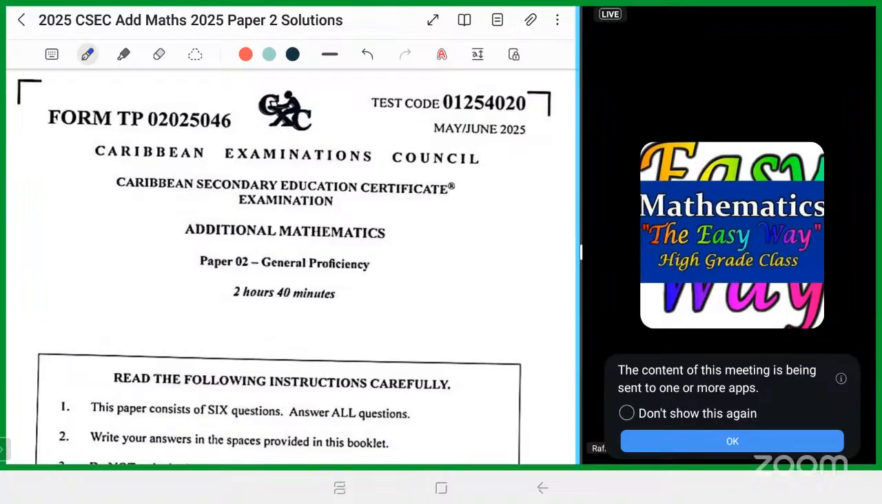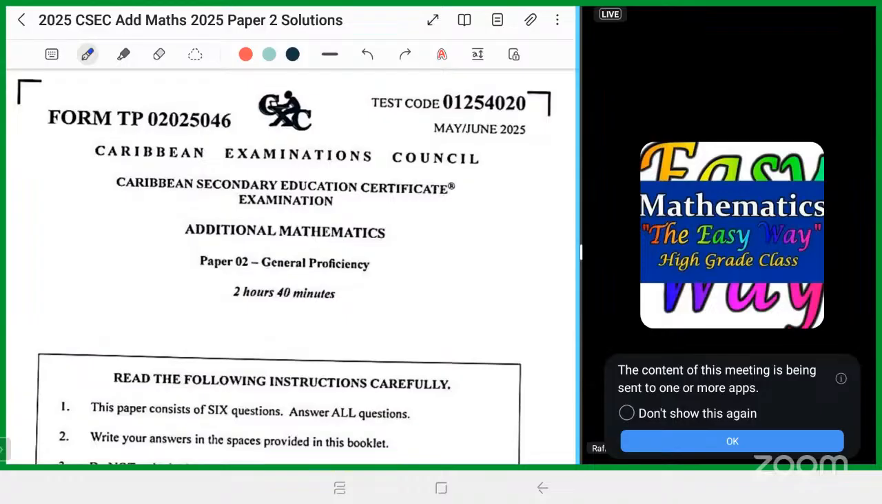This is the 2025 additional math paper 2 exam solutions. One of my students sent me this paper. She said she wanted me to do it. I said, you're very brave. She said, yes, sir. Let's see what I did.